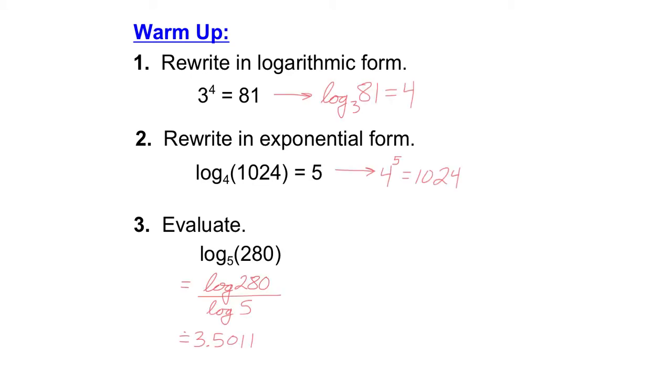Hopefully you remembered the rules from the last lesson. 3 to the exponent 4 equals 81, so the base is 3, so log base 3 of 81 equals the exponent, which was 4. Here it's going the other way. The base is 4, the exponent is 5. 4 to the exponent 5 equals 1024. And you can actually double check that in your calculator so you know if you did it right.